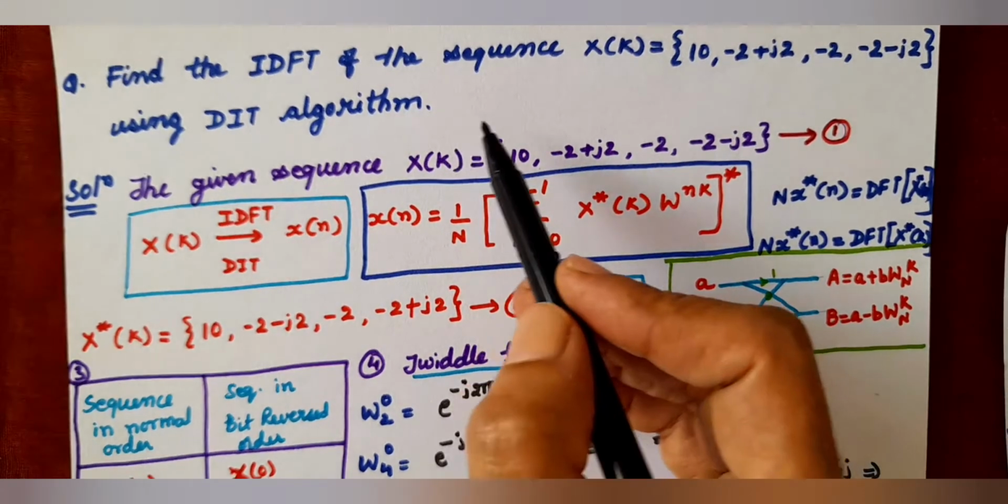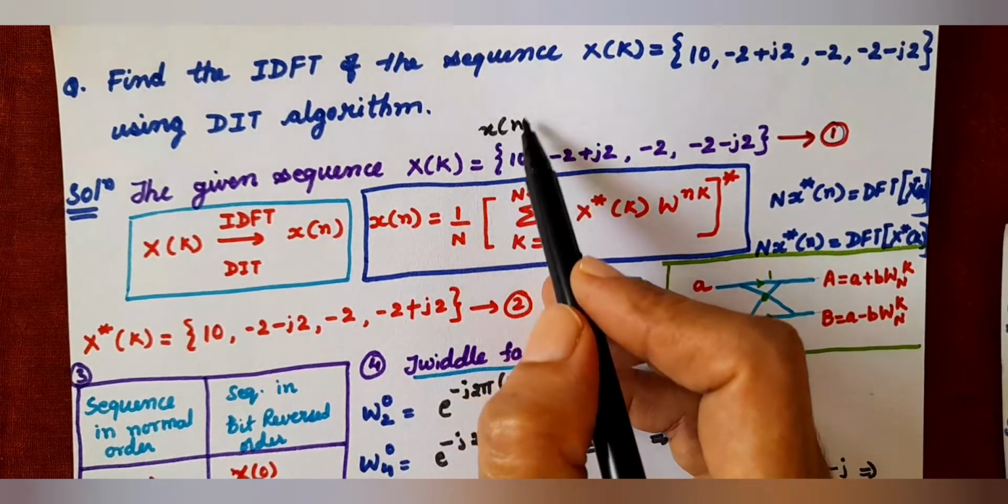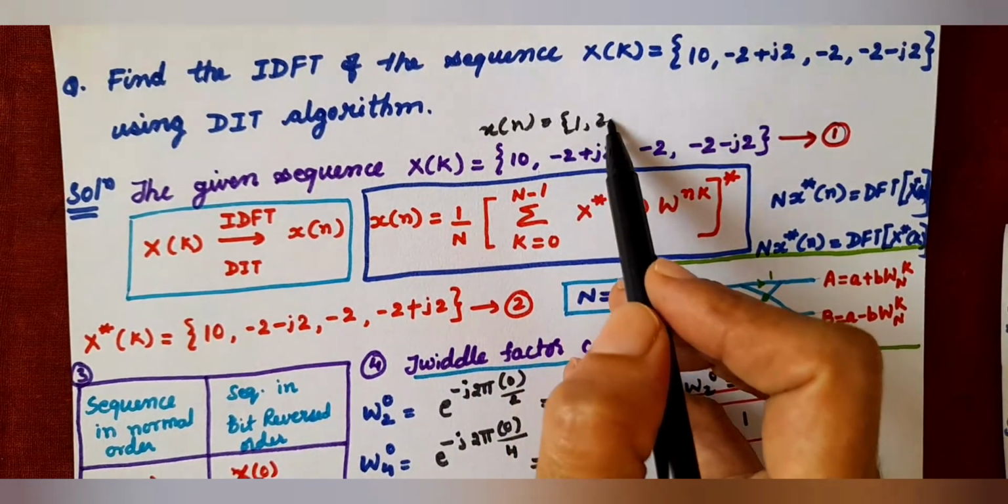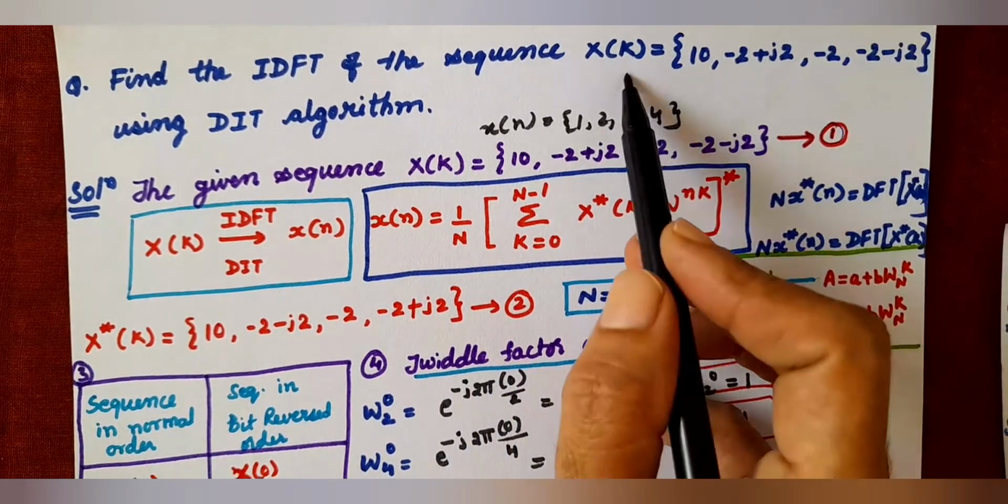So what is the answer we are getting for the solution? X of n is equal to 1, 2, 3, 4 for given this x of k.